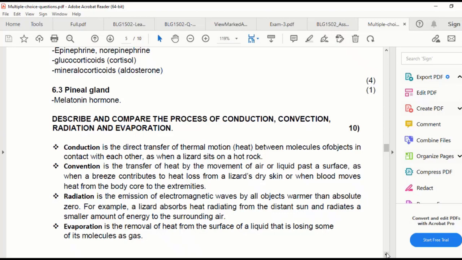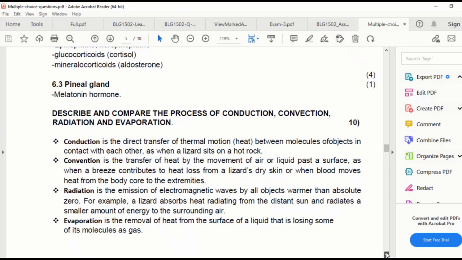And also, lastly, radiation. Radiation is the emission of electromagnetic waves by all objects warmer than absolute zero. For example, a lizard absorbs heat radiating from the distant sun and radiates a smaller amount of energy to the surrounding air. Any question with regards to that before I proceed?